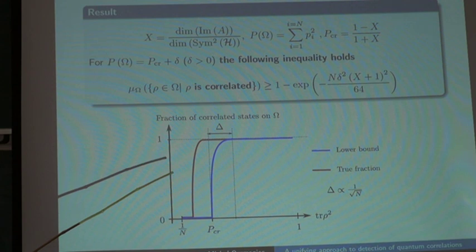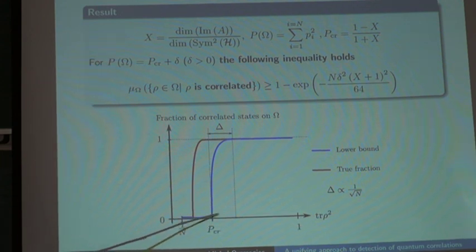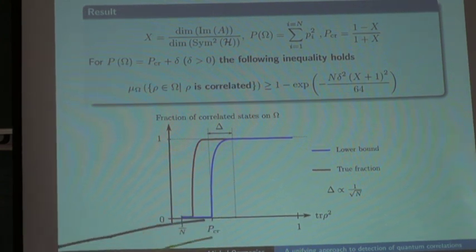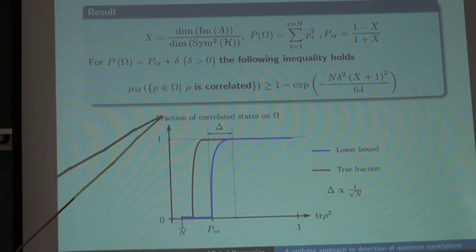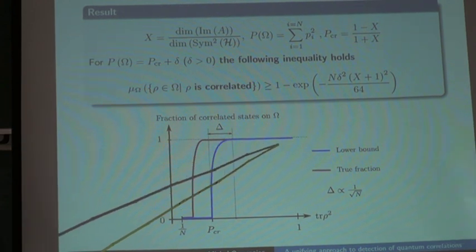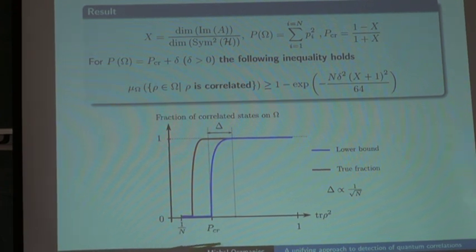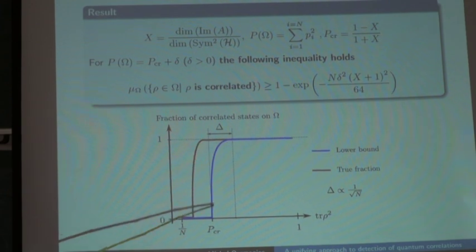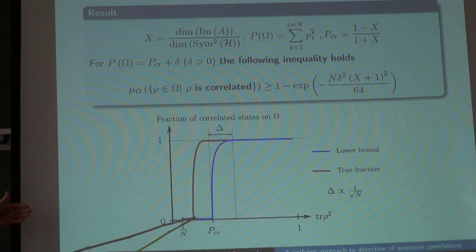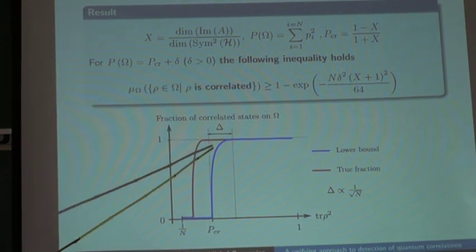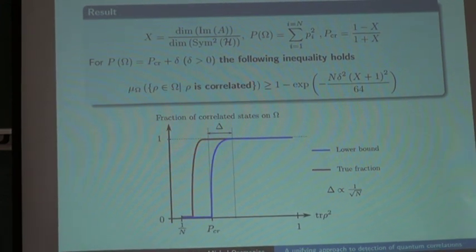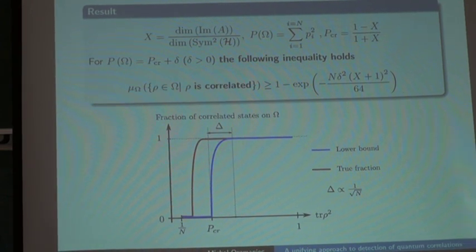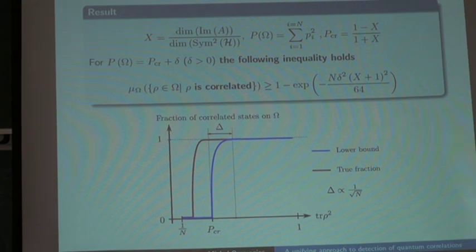Here on the x-axis I have the purity of the set of isospectral density matrices. It goes from 1 over n to 1. This blue line is the lower bound for the measure for the fraction of correlated states in this omega. It looks somewhat like that. Here I have the critical purity; on the scale of 1 over n, it goes from 0 to 1. Here I cannot say anything, so I can bound it from above by 0, which is a trivial bound. But the actual behavior of this fraction would be somehow like that. So my approach cannot address this region directly. I can try to push it harder, but I don't want to discuss it now.